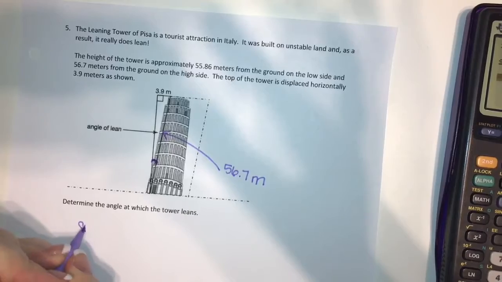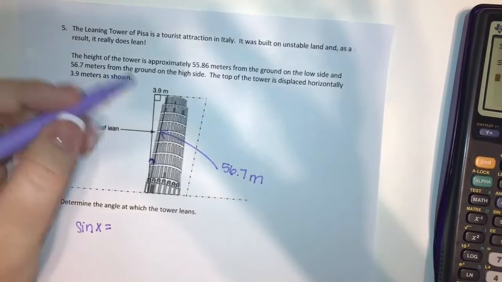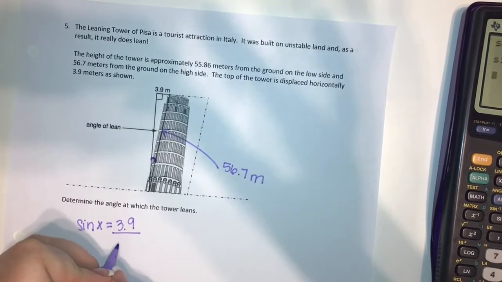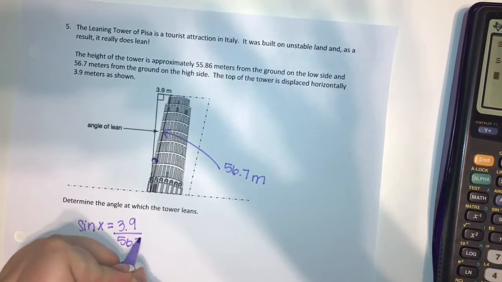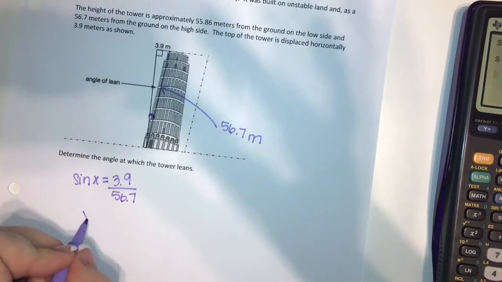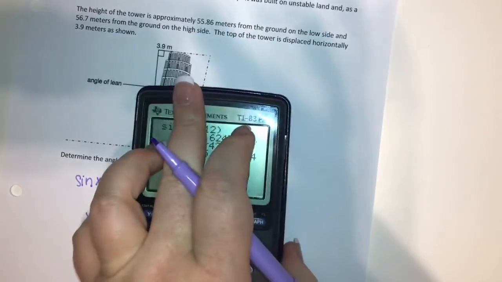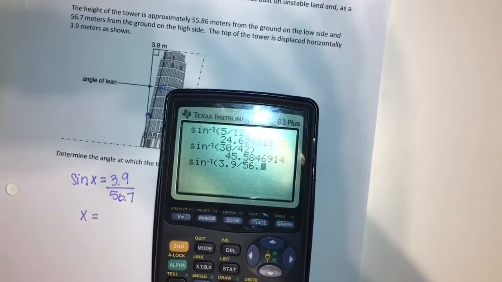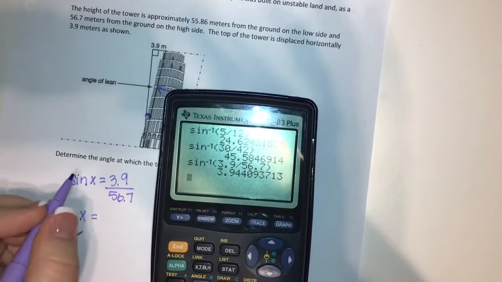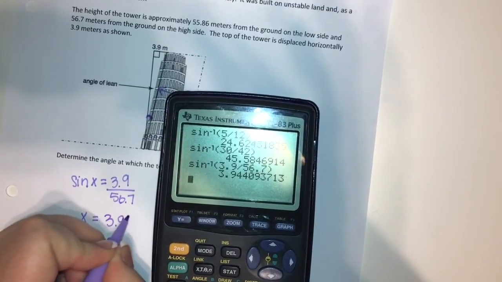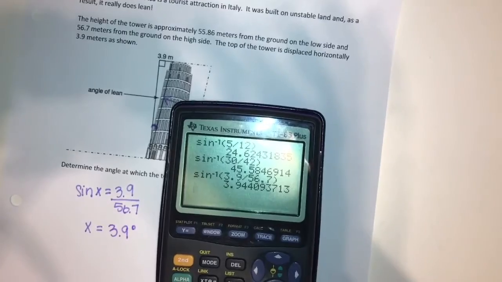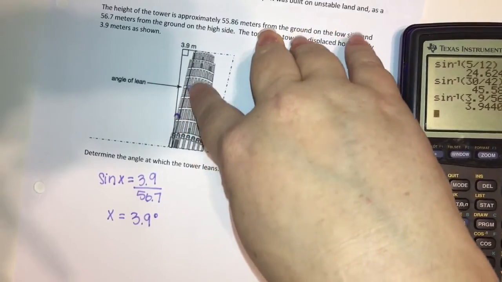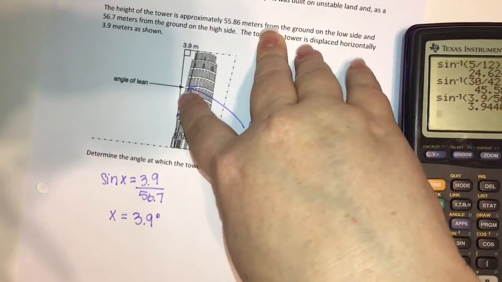So sine of my angle x equals my opposite, which is going to be 3.9 over my hypotenuse, which is 56.7. So what I'm going to do to get my answer is, in my calculator, do second sine 3.9 over 56.7. And we get 3.94 degrees. So it's approximately 3.9 degrees. That's a really small angle, which kind of makes sense with this. If this is only 3.9 meters and this length right here is 56.7, we know that this angle is going to be pretty small.